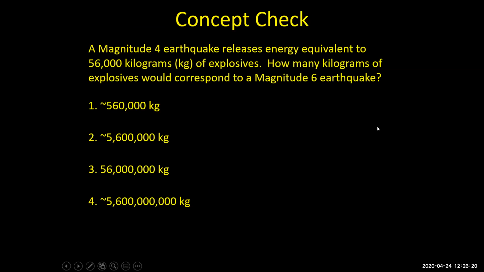So you get to try now. A magnitude 4 earthquake releases energy equivalent to 56,000 kilograms of explosives. How many kilograms of explosives would correspond to a magnitude 6 earthquake? I'll give you a second to pick what you think is the right answer.